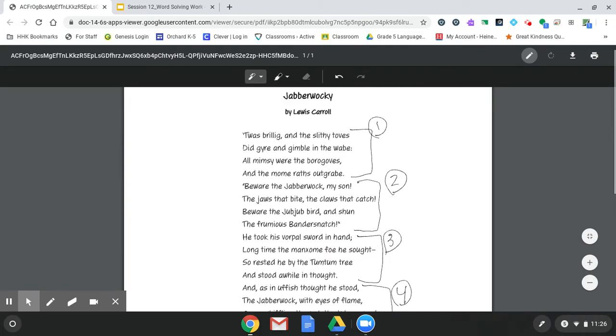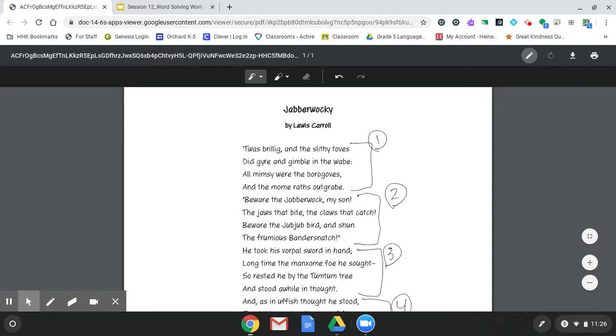So oftentimes in poems, one of the first things that we have to do is we look and figure out where the stanzas are, because once we figure out the stanzas, that helps us, because those are almost like the paragraphs of the poem, right? They help keep the poem organized. So now that I've done that, I can break up just that first stanza.